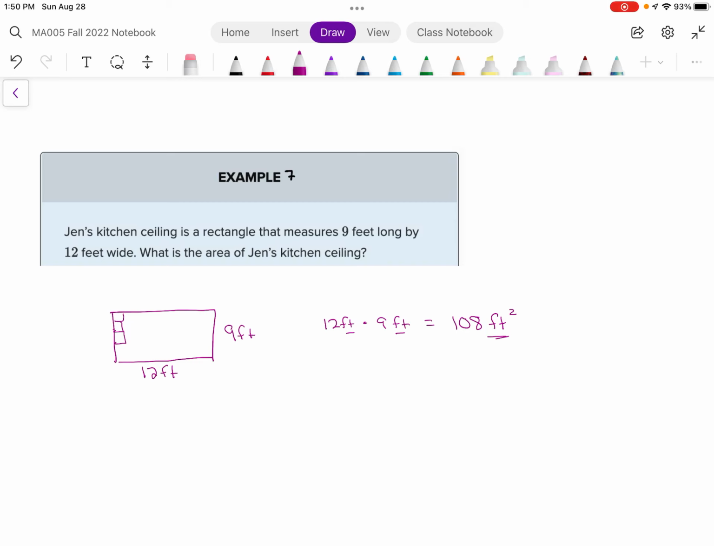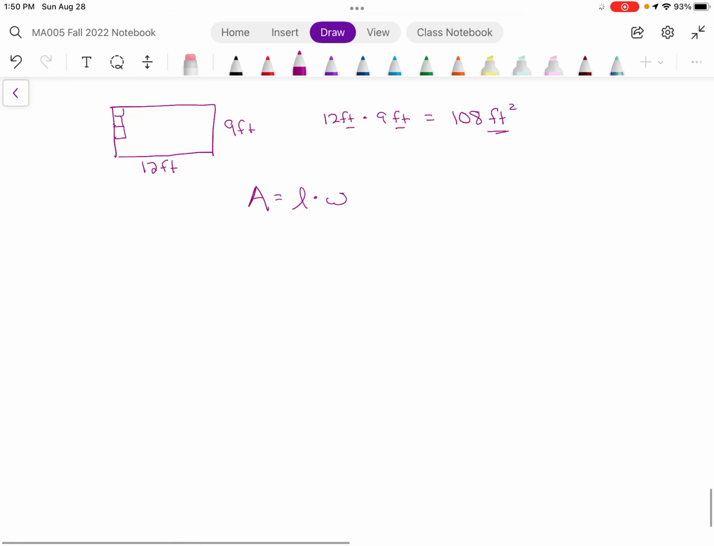Okay, so another thing to keep in mind is this is just a rectangle, length times width. So we are really just using the formula of length times width for the area of a rectangle. Okay, that is my last example.